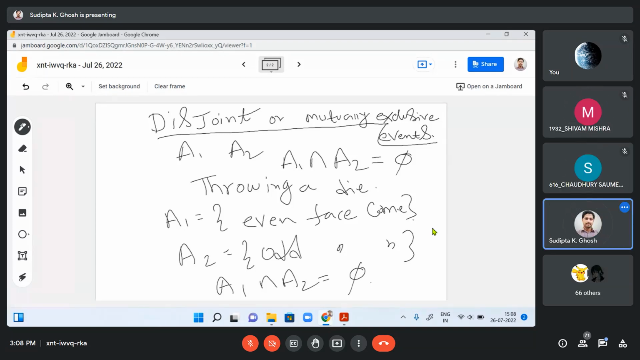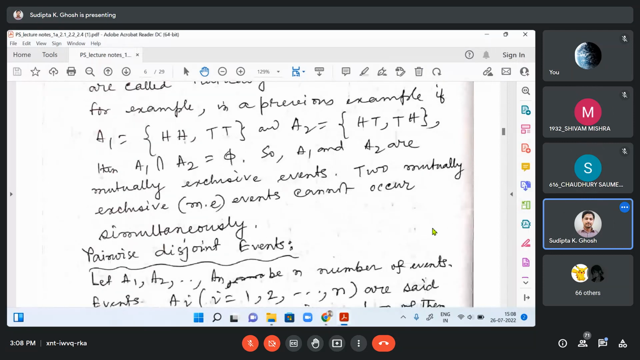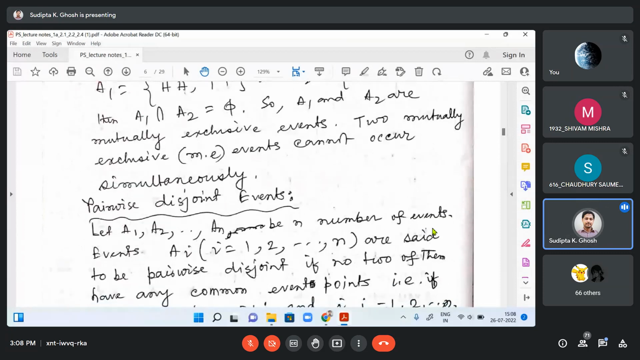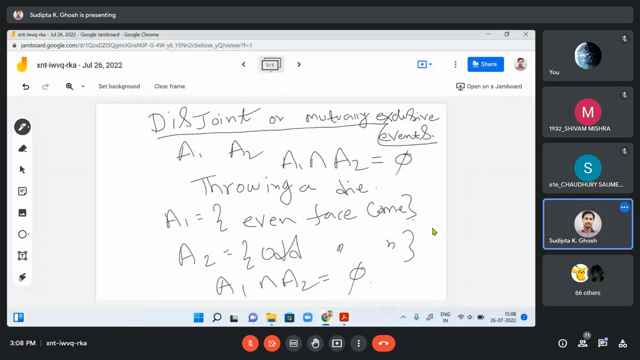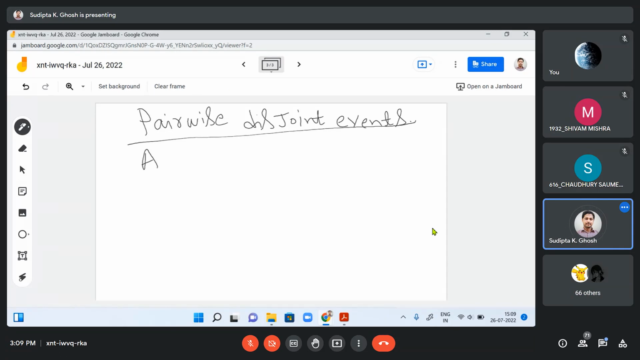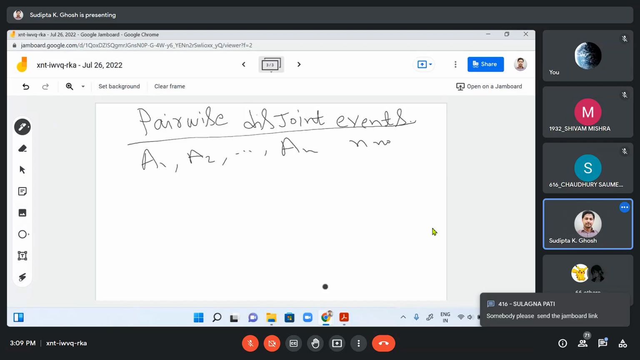Now the definition comes, that is the so-called pairwise disjoint events. What are pairwise disjoint events? I am telling you. Suppose you have A1, A2, up to An, so n number of events.